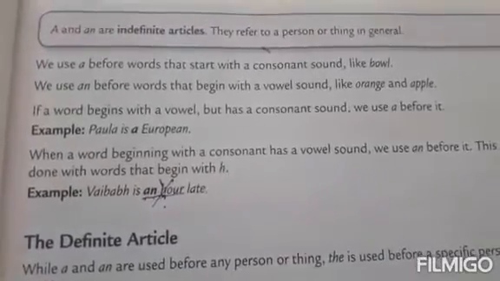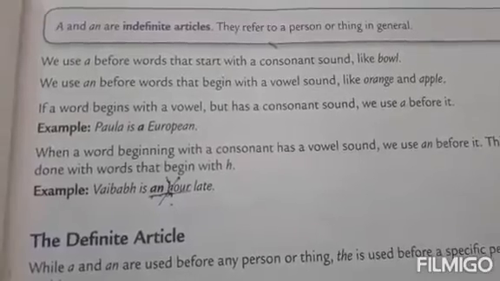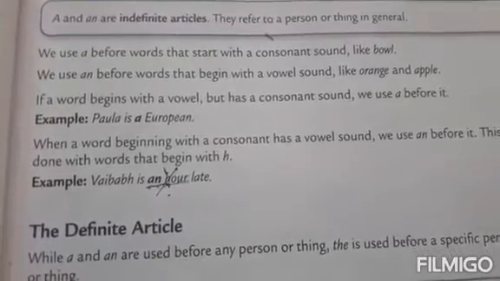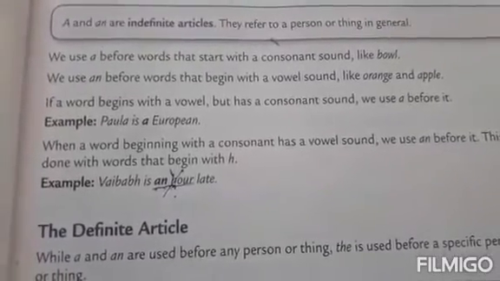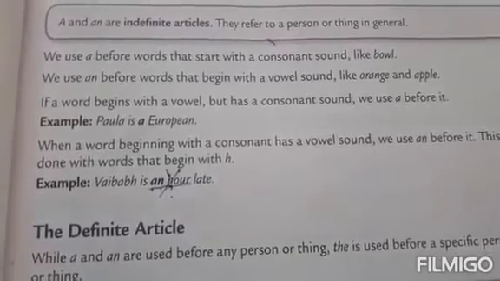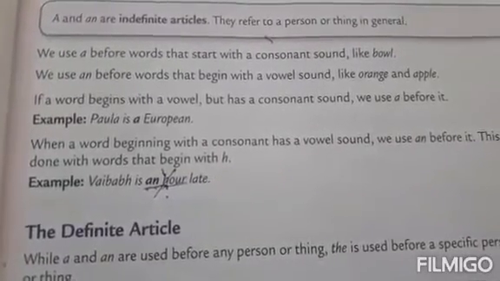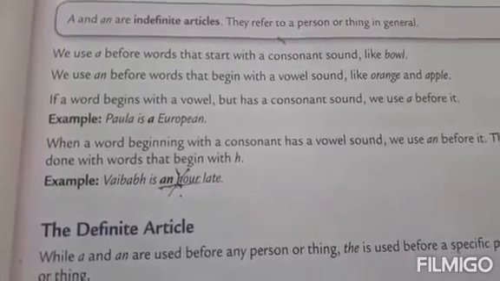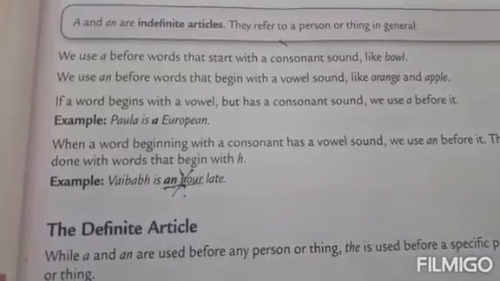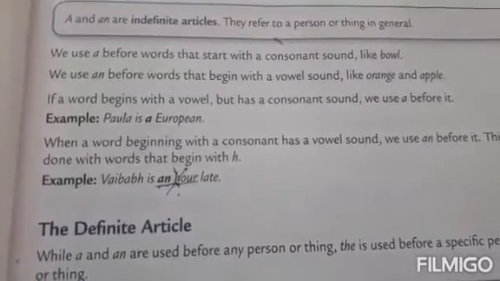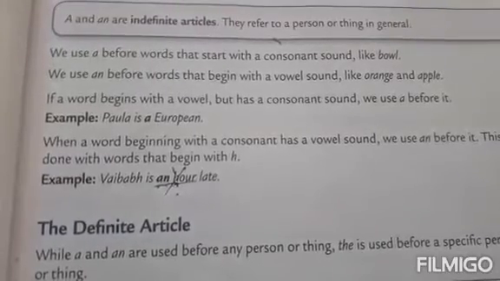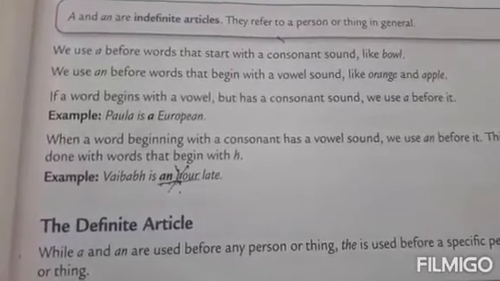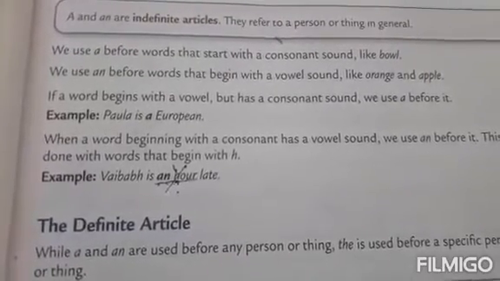Okay, did you understand the difference? So you have to use an before the words that begin with a vowel sound, and you have to use a before the word that starts with a consonant sound. Okay, so please note here, my dear students, if a word begins with a vowel but has a consonant sound, we use a before it.